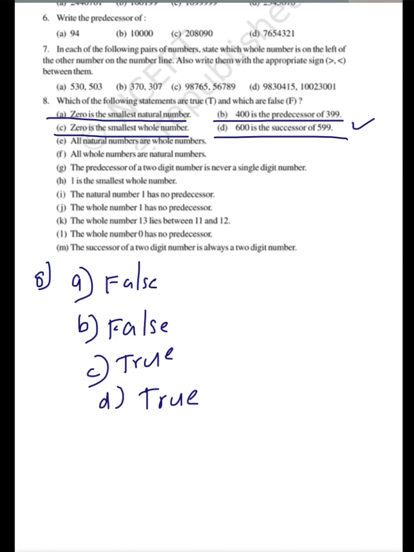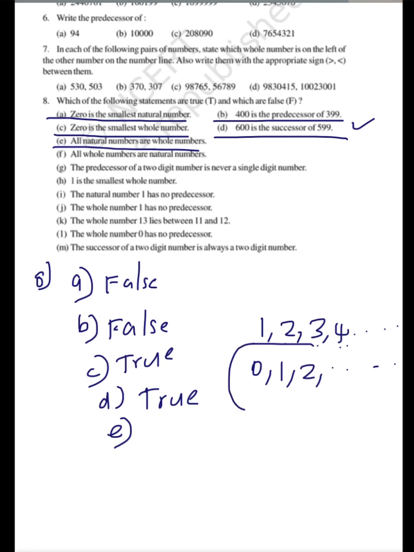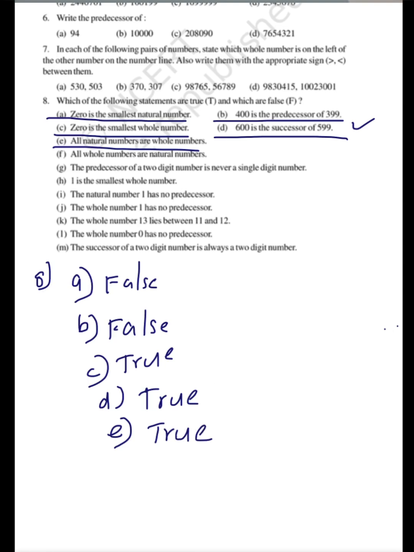Now let's see E. All natural numbers are whole numbers. Natural numbers mean 1, 2, 3, 4, etc. Whole numbers are 0, 1, 2, 3, etc. So all natural numbers, 1, 2, 3, 4, 5, can be seen inside these whole numbers, right? That means all natural numbers are whole numbers, so E is true. Now let's see F.